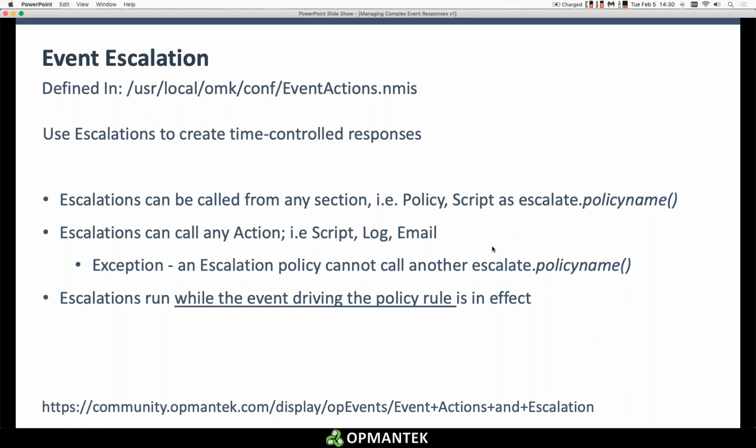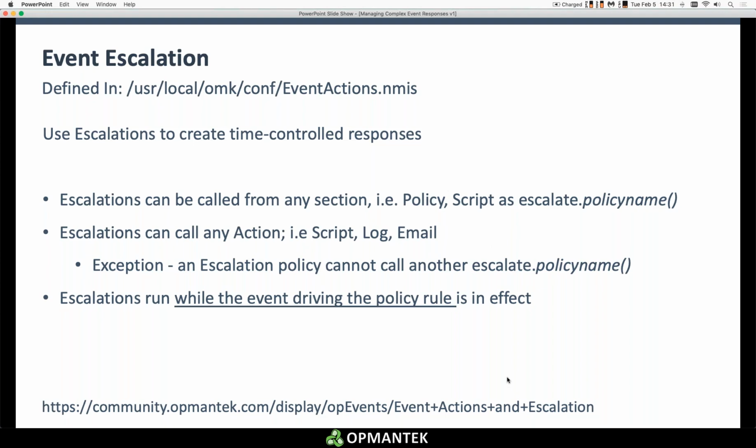So again, policies run once for each event, but escalations can run over time. In many cases, you start with your policies. Your policies call one or more escalations based on comparison rules. If the event is this, call that escalation. If the event is this priority, call that escalation. If the device in question that caused the event belongs to a VIP customer, call escalate, VIP customers. So you can have multiple escalations running at one time.